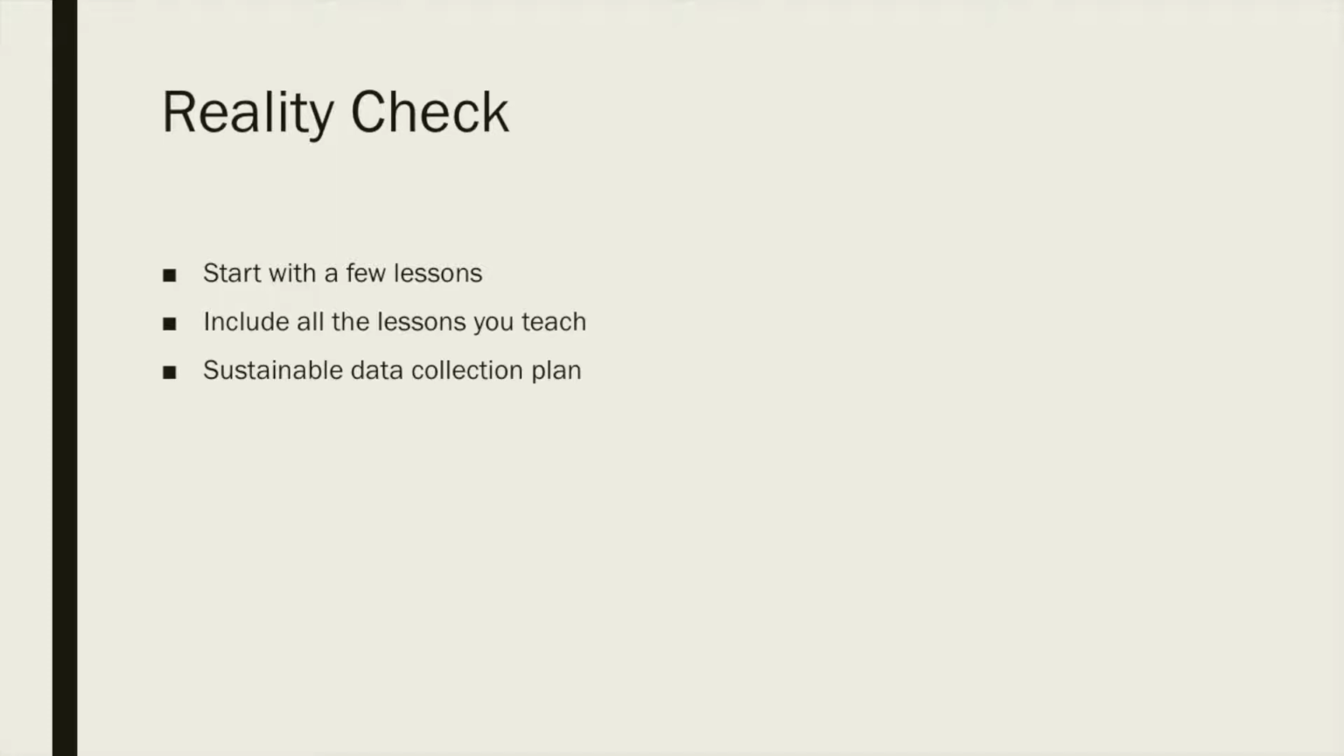You may not be able to collect perception and outcome data for every single lesson. Start with just a few lessons and work your way up. Include all the lessons that you teach in your plan, but concentrate on a manageable amount of data to collect so that you can build a plan that is sustainable. Eventually, you want to collect process data for every lesson, perception data for most lessons, and link outcome data as much as possible when there is a natural connection.